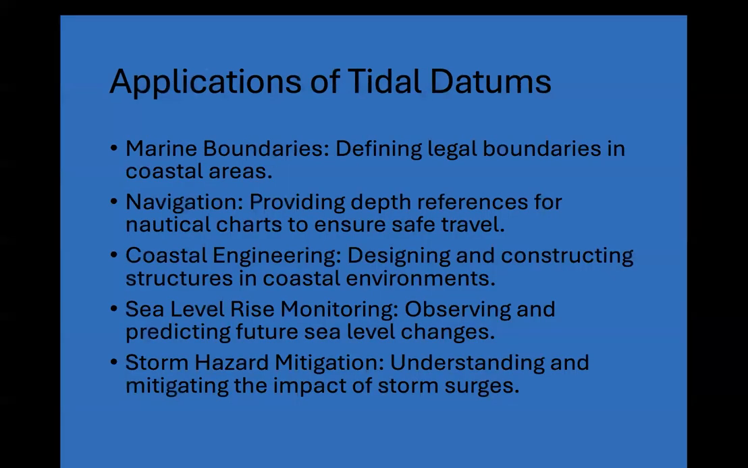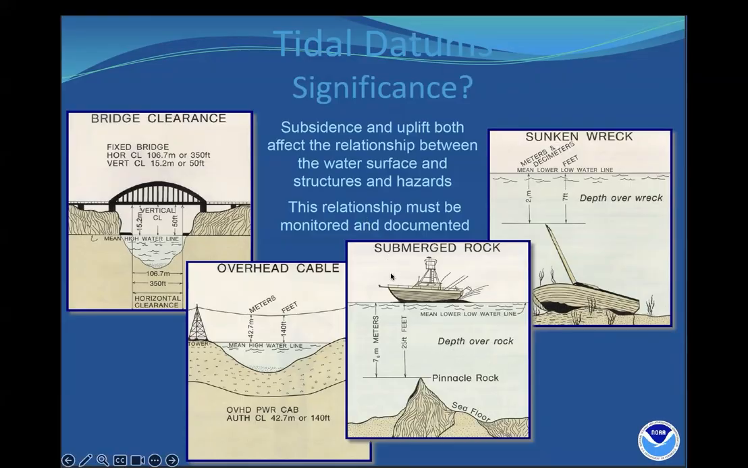Now, what kinds of applications are tidal datums used for? Well, we need to provide safe travel for navigation. Boats need to be able to navigate in coastal areas. We might need to design coastal engineering structures. And if we were doing coastal engineering, maybe we would want to use the MHHW, the mean higher high water mark, as our tidal datum, because we want to construct buildings that are not going to be flooded out in high tides. So here are some different examples of how tidal datums really affect things like navigation.